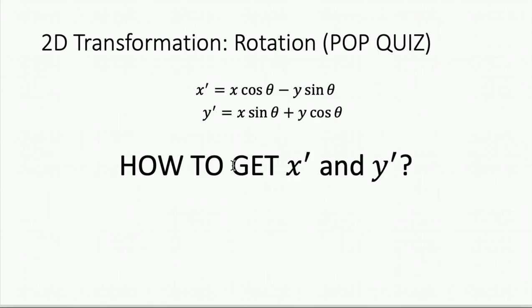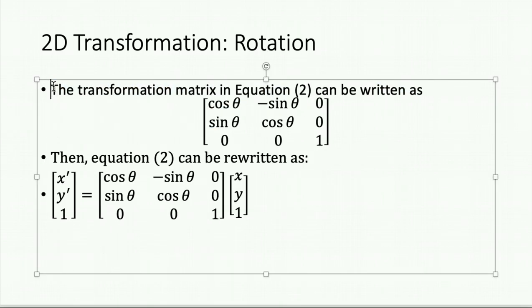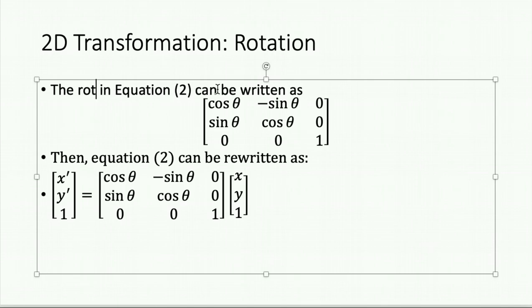Well, this should have been your pop quiz, but I have helped you, so it's fine. I can delete this slide. Let's say the original point A is at this position, which is the same as previous. So equation 2 can be rewritten as this. The transformation matrix, or the rotation matrix, can be written as this. Hence equation 2 can be rewritten here.